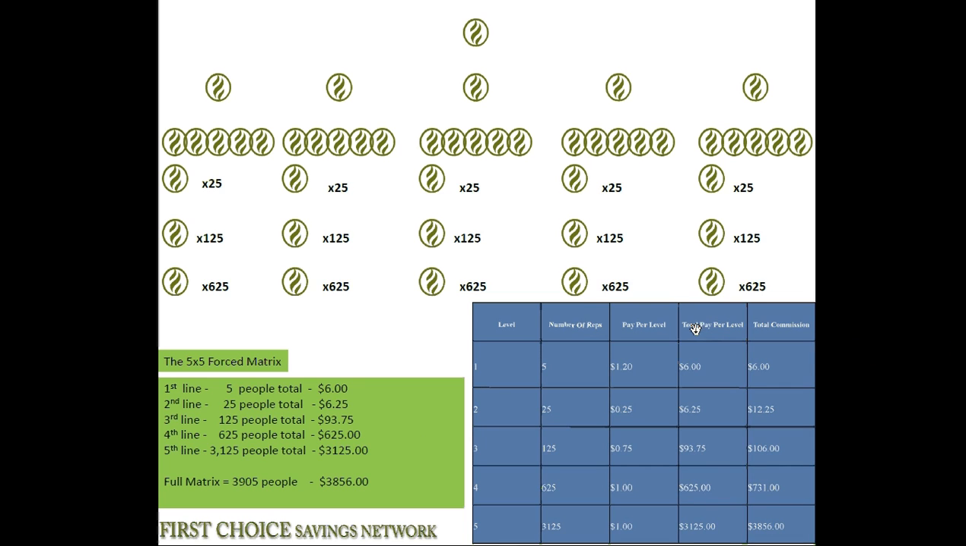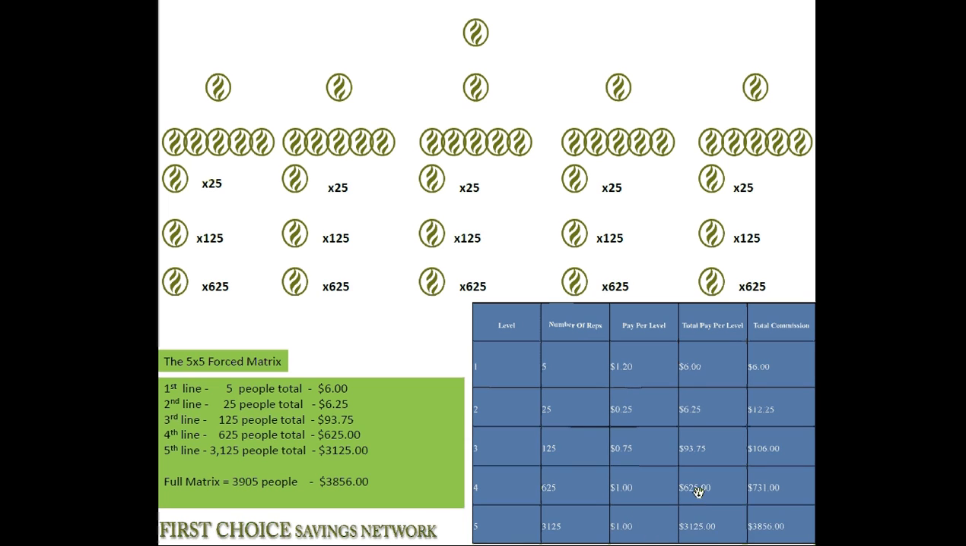So when it says here total pay per level, your total pay for your first level here is $6. Your total pay for the second level right here is $6.25, because for each position 2, 3, 4, 5 on your first level, you're getting paid $1.20. For each position here on the second level, there's 25 positions there, you're getting paid 25 cents. On the third level, there's 125 that go across, you're getting paid 75 cents, and on your fourth and your fifth level, you're getting paid $1 each for each one.